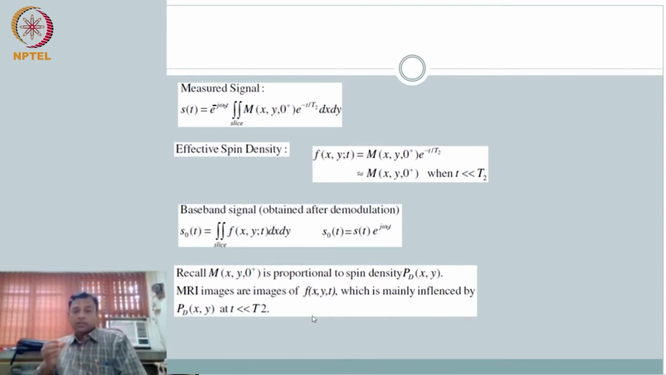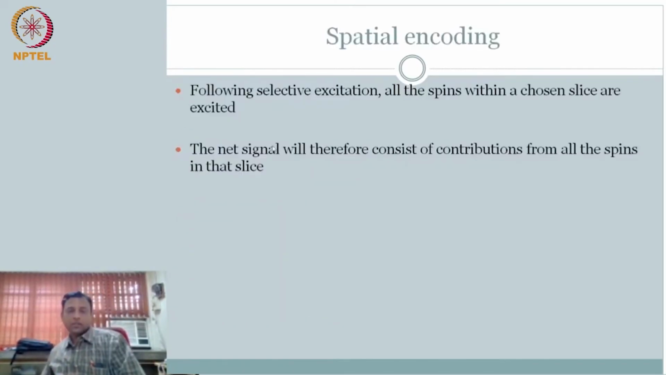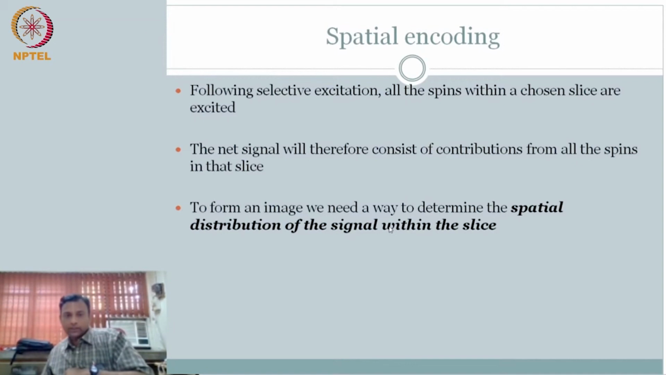Now what do we need to do? The signal still says it is coming from this volume. I need to know where in this volume it is coming from. That is the x comma y. So for that we do spatial encoding. Following the selective excitation, only the spins within the selected slice are excited, so the signal that you get is from all the spins within this volume. Now I have to recognize where within this plane each contribution is coming from. To form an image, we need a way to determine the spatial distribution of the signal within this slice. How do we do that?